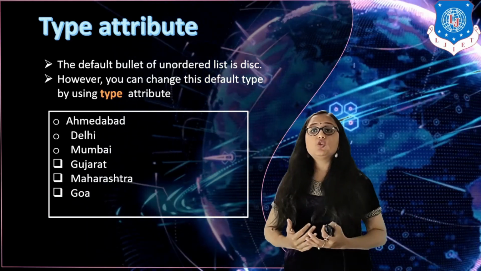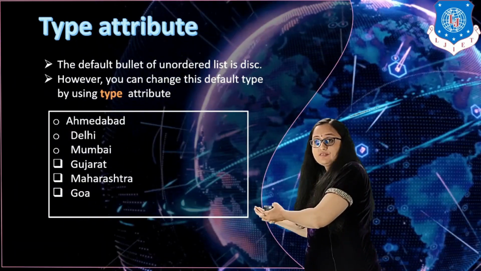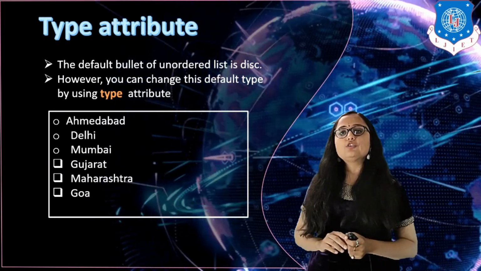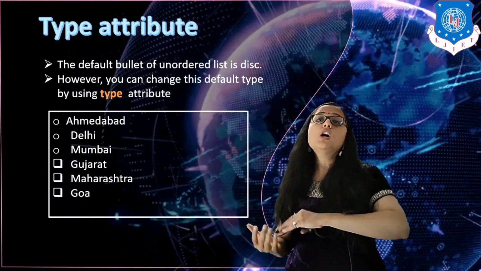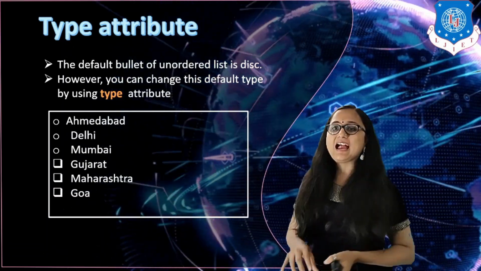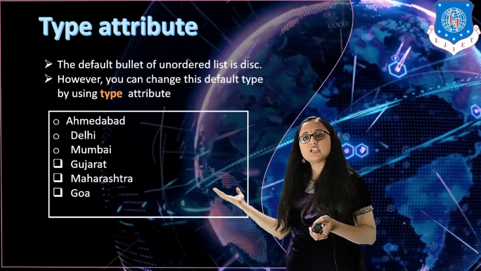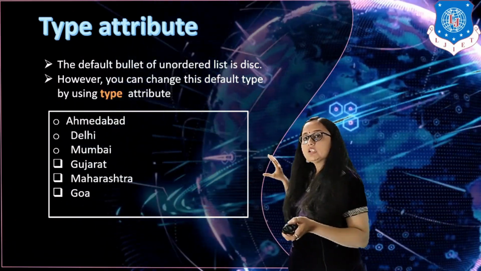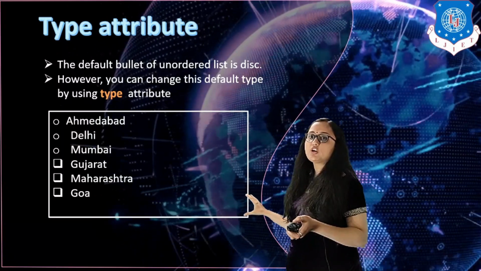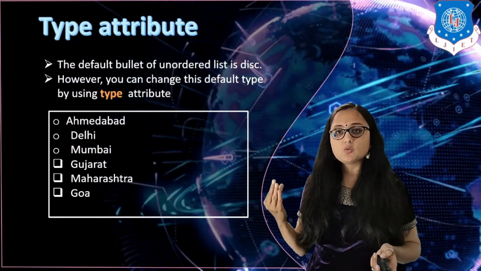Now what if I want to use some type that is not present in this type attribute? Then you have to use CSS, and you have to basically create an image and accommodate that image in the bullets. So that we will see later when we study CSS. Okay, so till now you have only three options for unordered list. The first one is this, the second one is circle, and the third one is square.